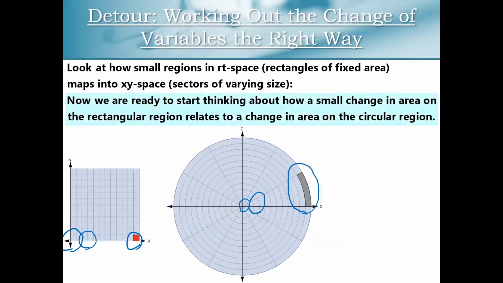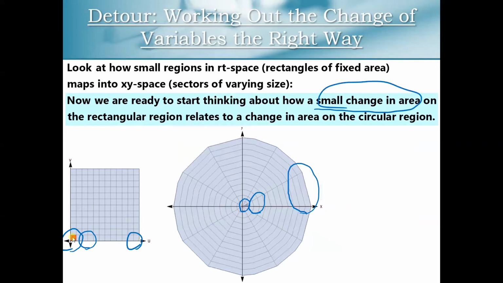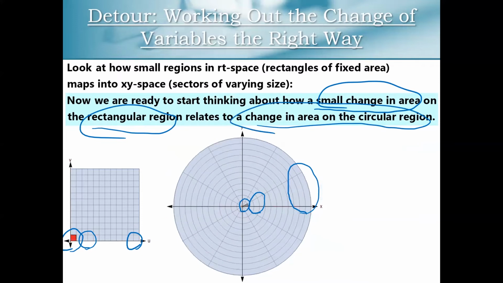So what we kind of want to zoom in on now, what we kind of want to hone in on, is thinking about how a small change in area in our rectangular region translates to a change in area in our circular region. And if we can kind of pinpoint that, if we can kind of figure out some mathematics to handle that non-area preserving map, I think we're going to be in pretty good shape.